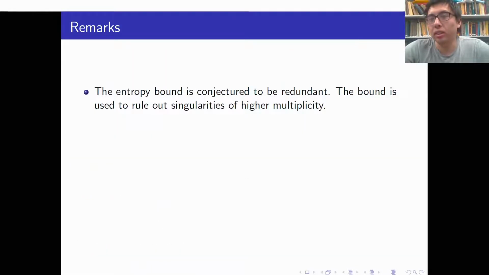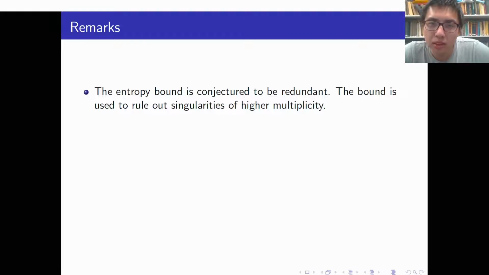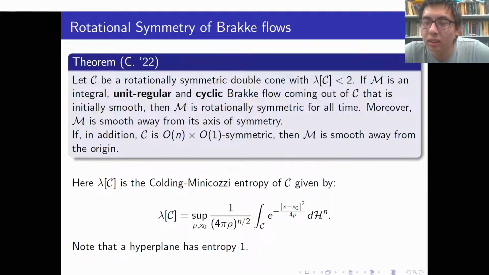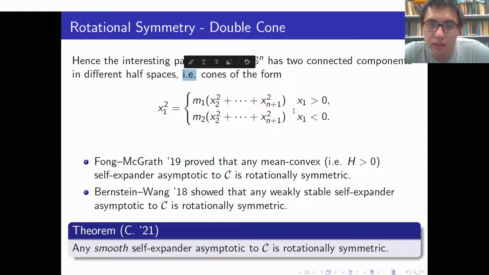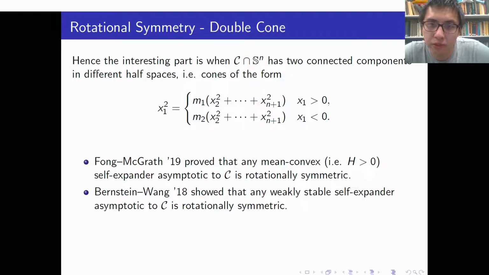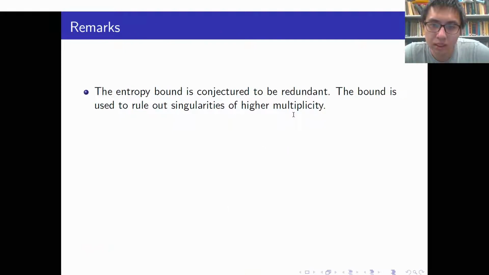First of all, the most important remark is that here it says let M be a rotationally symmetric double cone with lambda of C less than or equal to 2. The entropy bound is actually conjecturally redundant. What it means is that it's not that our method can deal with multiplicity 2 singularities. It's just that if you're given a rotationally symmetric double cone of this form, then you should automatically have lambda of C less than or equal to 2.